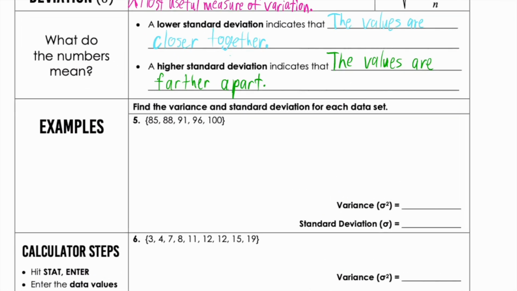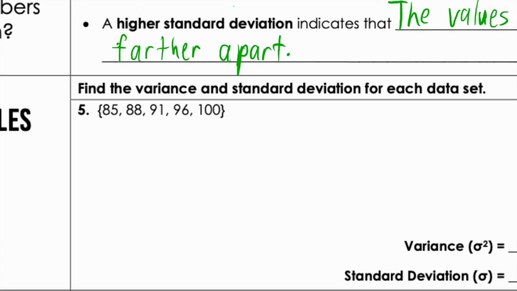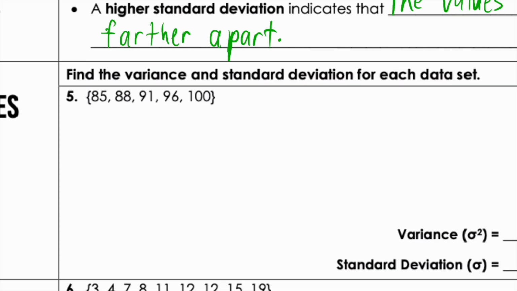I'll explain it here. So on number 5, find the variance and standard deviation. In order to do that, we first need to find the mean. And so the mean, the x bar or the mu, is 92. We find that by adding these 5 numbers and dividing by 5.